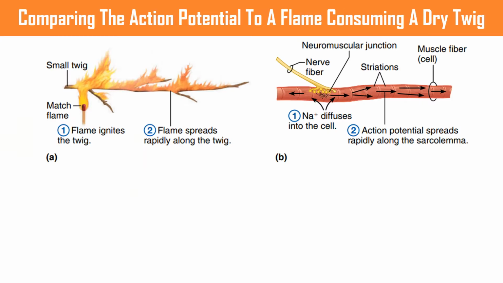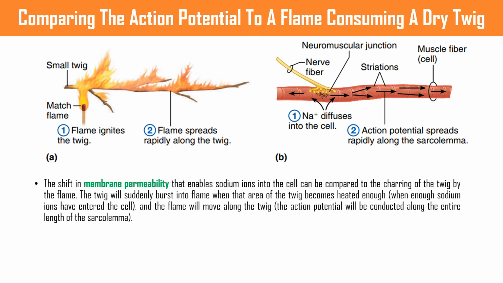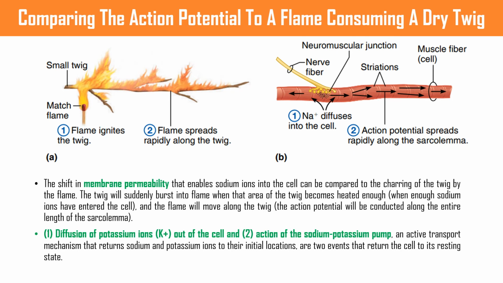Comparing the action potential to a flame consuming a dry twig. The shift in membrane permeability that enables sodium ions into the cell can be compared to the charring of a twig by the flame. The twig will suddenly burst into flame when the area of the twig becomes heated enough. When enough sodium ions have entered the cell, the flame will move along the twig, and the action potential will be conducted along the entire length of the sarcolemma.